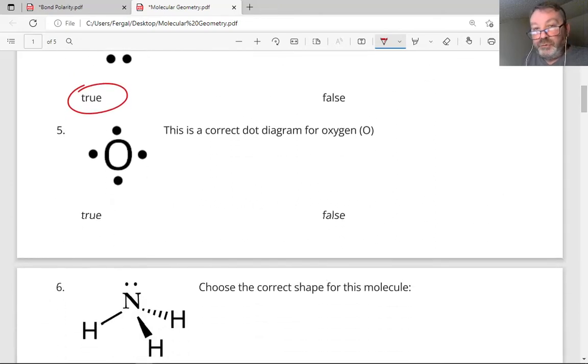Is this a correct dot diagram for oxygen? Well, oxygen is in group 6, so therefore I expect to see 6 electrons around oxygen. This only has 4, so that's going to be false. It's not. Oxygen should be like this. 1, 2, 3, 4, 5, and 6.